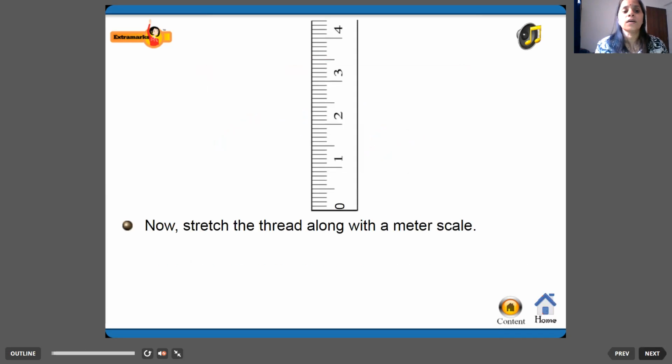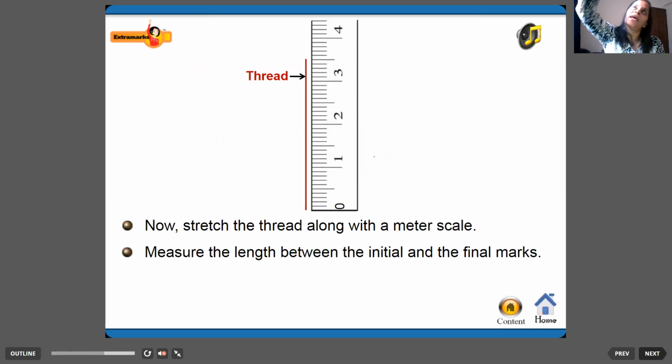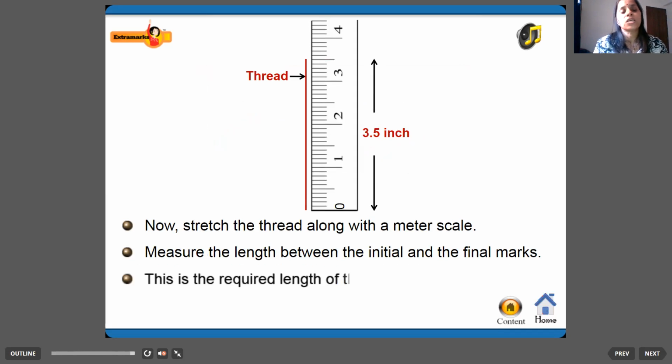And what will happen once you reach the end point? Now break the thread, take a ruler, stretch the thread and measure the length. You can see over here, stretch the thread along with the meter scale and measure the length between the initial and final marks. This is the required length of the curved line XY. I think all of you are clear with that.